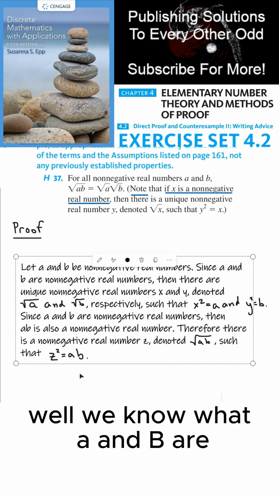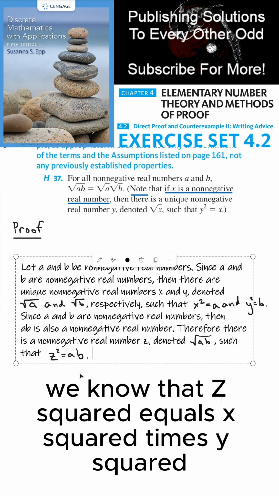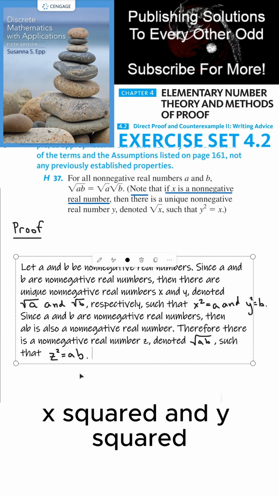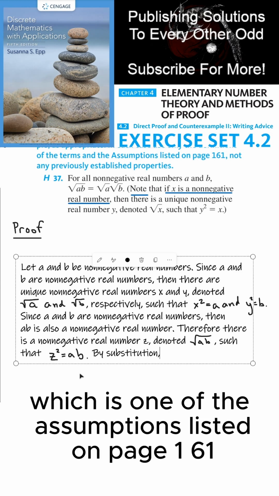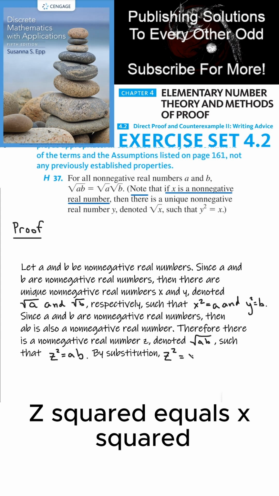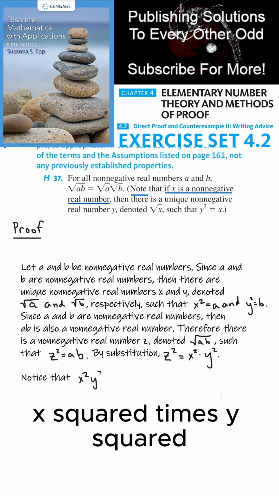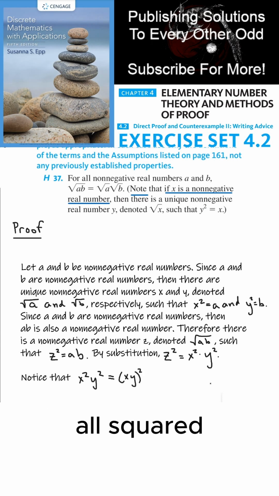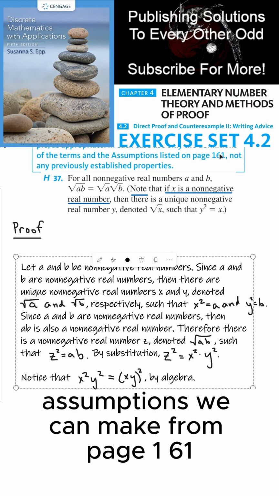Well, we know what a and b are in terms of x squared and y squared. We know that z squared equals x squared times y squared, since a and b are x squared and y squared respectively. So by substitution, which is one of the assumptions listed on page 161 that we're allowed to use here, z squared equals x squared times y squared. Now notice that x squared times y squared is equal to x times y all squared. And that's by algebra, which is one of the assumptions we can make from page 161.